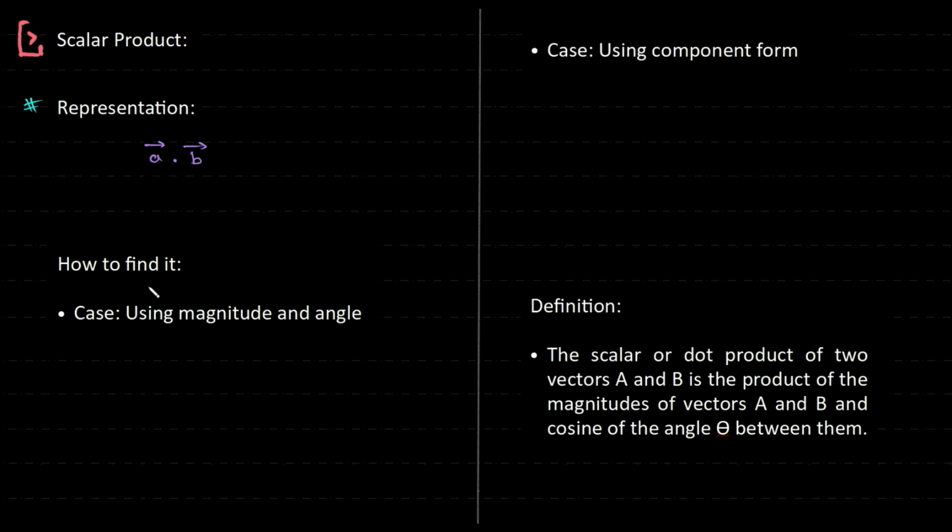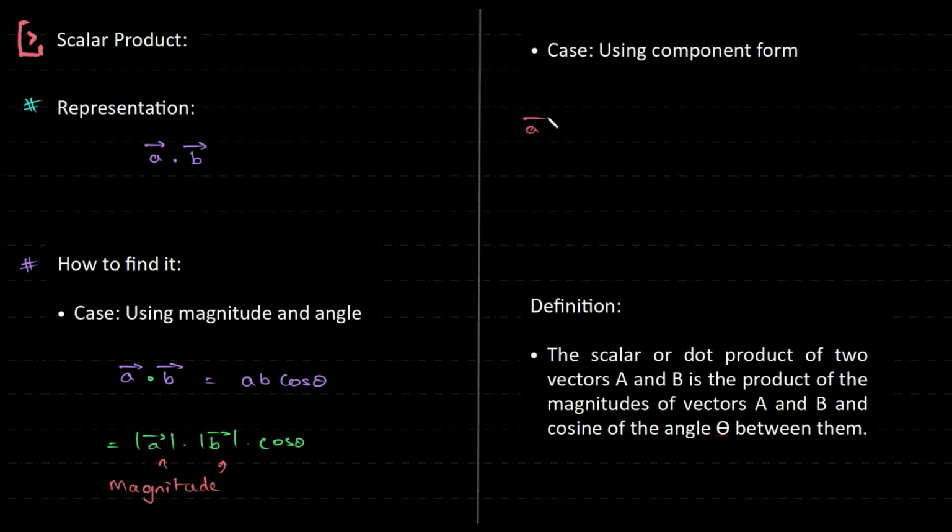Now, how to find this? Well, if we have the information of magnitude of the vectors and the angle, we just use AB cos theta. That is, we are looking at magnitude of A into magnitude of B into cos of theta. Okay, so these are magnitudes. We don't take them in vector form. We don't talk about the direction.